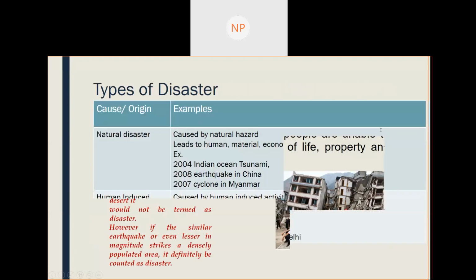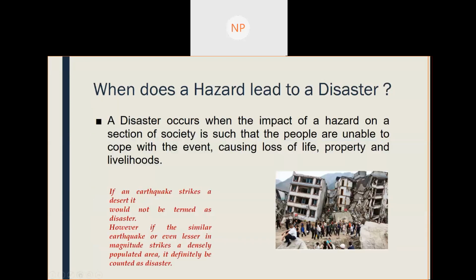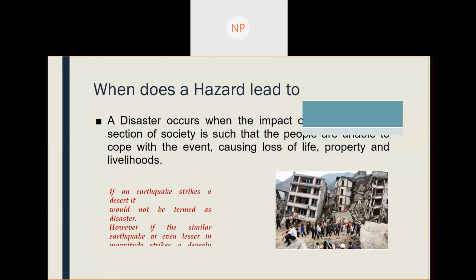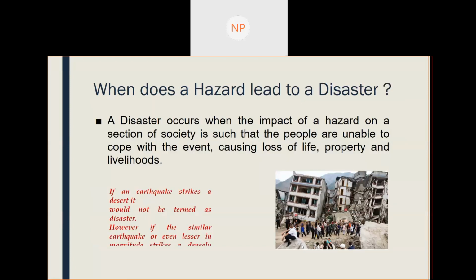Then there are human-induced disasters. One of the examples was in 1984, the Bhopal gas tragedy. A similar incident just happened this year when there was a gas leak in southern India, and a lot of people were killed. A similar incident was the Uphaar cinema fire in New Delhi. All these are examples of human-induced disasters.